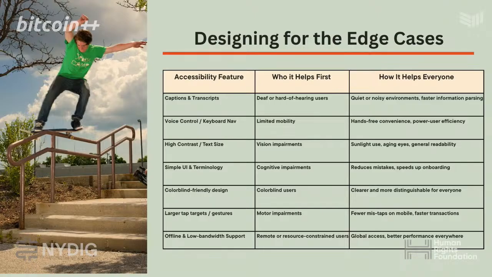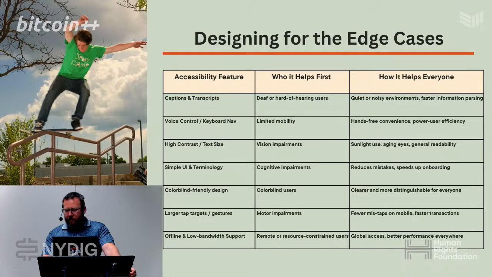So I have this table for designing for edge cases, and it talks about the accessibility features, who it helps first, and how it can help everyone. I don't think I'll go through all this right now because we're a little short on time. But all this information is also in the resources guide that I'm going to be linking here at the end.